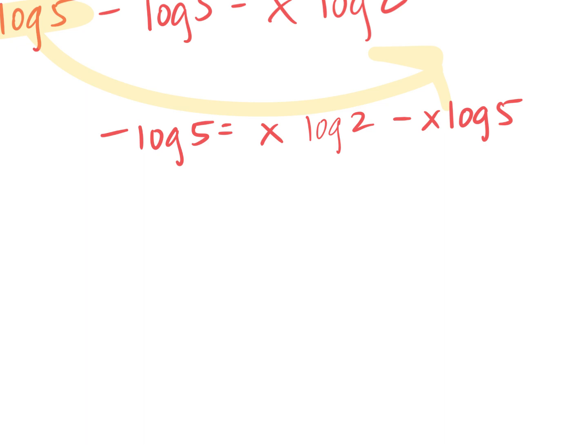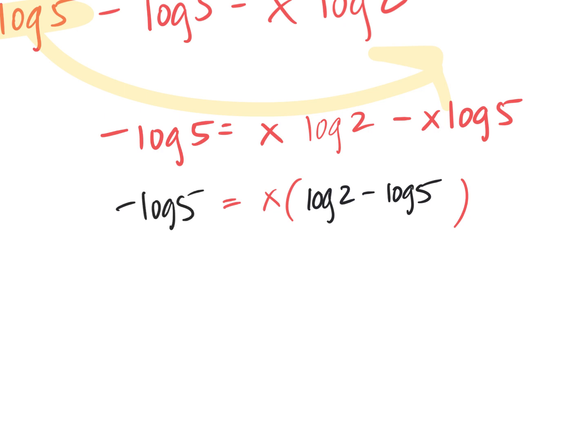Could I factor out an x on that right side? They both have an x in common. So if I factor that out, what would I have left? Log 2 minus log 5. Yeah. Equals a negative log 5 on the left side. What's my final answer? How am I going to do that? Divide by all that stuff. Log 2 minus log 5.